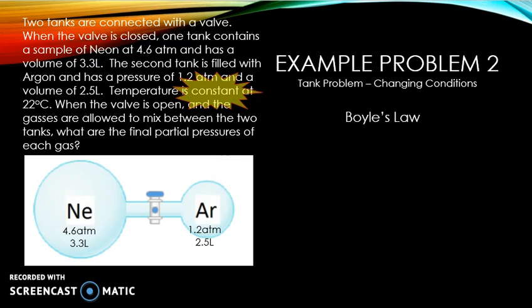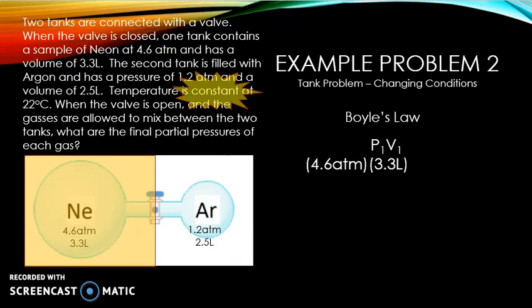So if I want the final pressure of each gas inside of this tank, I need to start defining my initial conditions and my final conditions. Let's just focus in on the neon for right now. The neon in the beginning part of this problem is stuck in only one half of this container, with a pressure of 4.6 atm and 3.3 liters. Those are my initial, or ones, set of conditions. So I can start to fill in my Boyle's law equation, P1 times V1, and that looks like this: 4.6 atm times 3.3 liters.